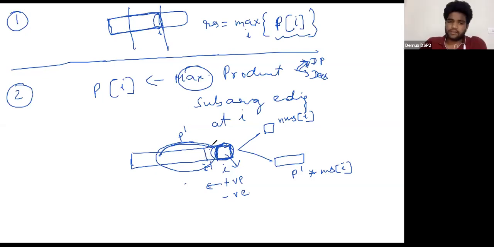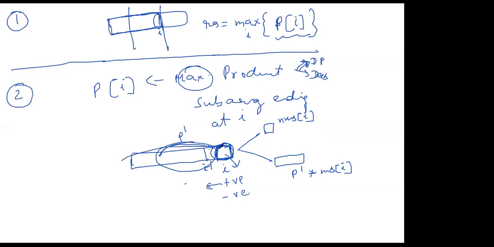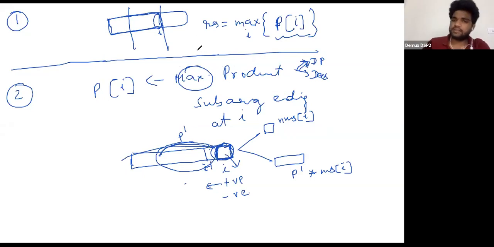For this subarray, I am going forward, right? From 0 to n minus 1. Yeah, I'm going forward. Same approach as what I had done in the previous question.